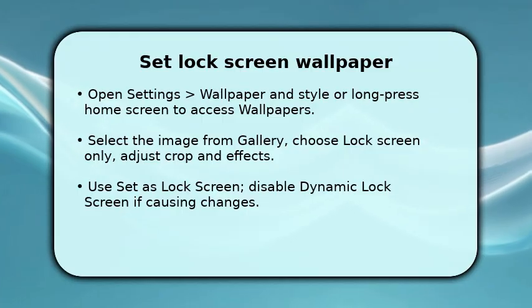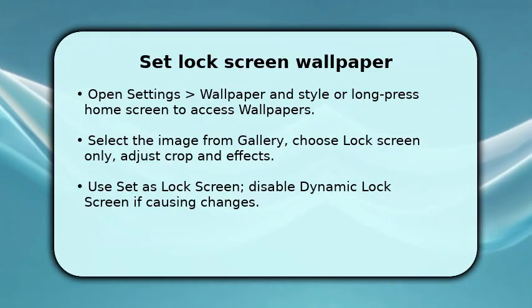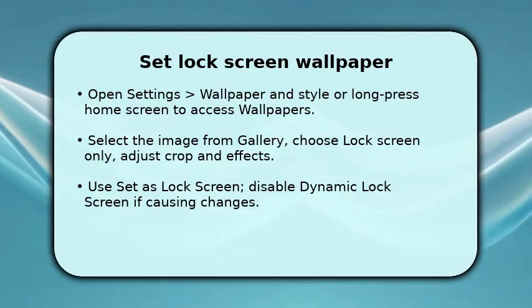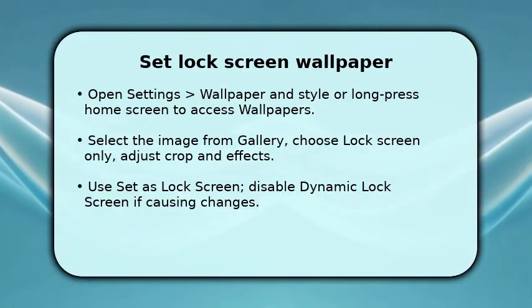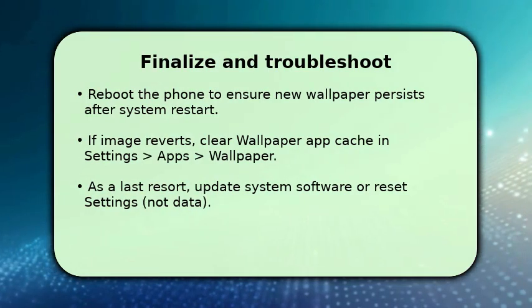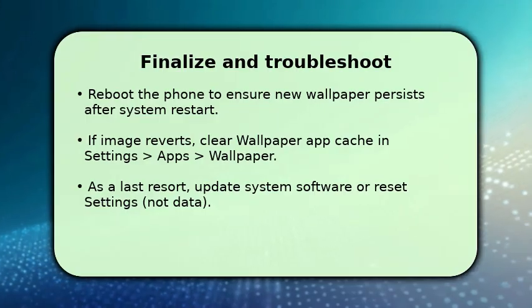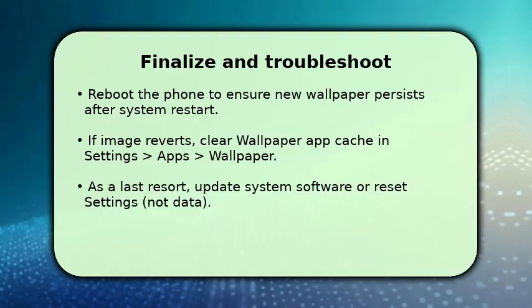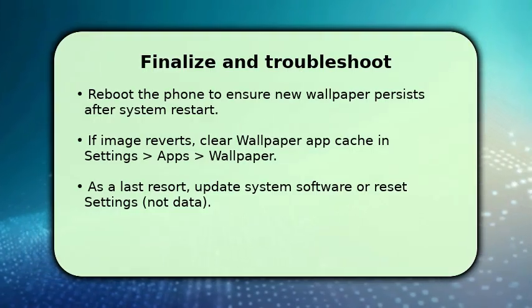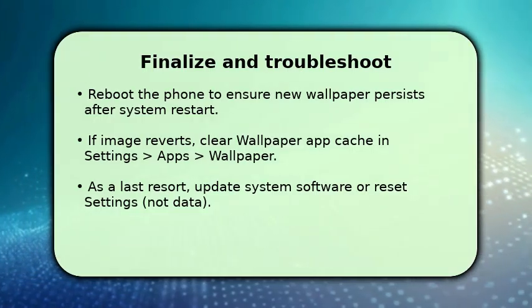If dynamic lock screen is active, disable it first because it can automatically rotate images, and undo your manual choice. You finish by rebooting the phone so the OS writes the new lock screen entry into its cache and confirms persistence. If the wallpaper still reverts, go to Settings, Apps, Wallpaper or System UI, then clear cache and restart.